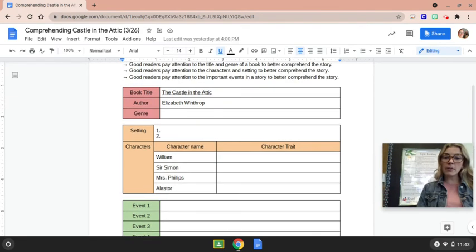So remember that we're reading The Castle in the Attic. That's the title of our story, right? What do we already know about castles? What do we know about attics, right? Think about those things before we begin reading so that you better understand what happens in the story, okay?